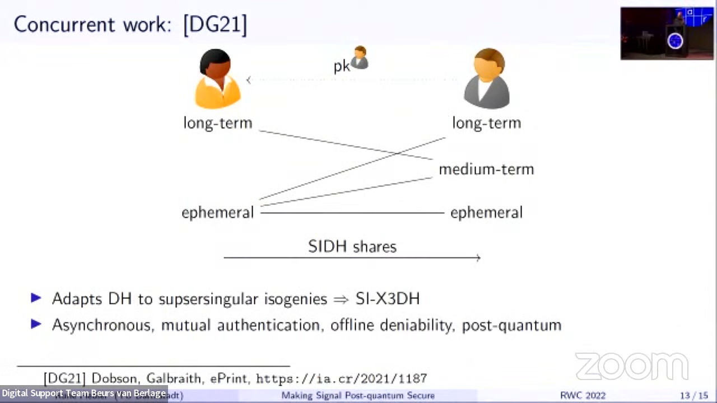Then there's more concurrent work because this is such a pressing issue. More people have looked at it. Lobson and Galbraith have proposed to lift the X3DH protocol to the setting of supersingular isogenies, and they've kept the same message flow as for the original X3DH protocol, but now we're over supersingular isogenies, and that's where we get the post-quantum security.